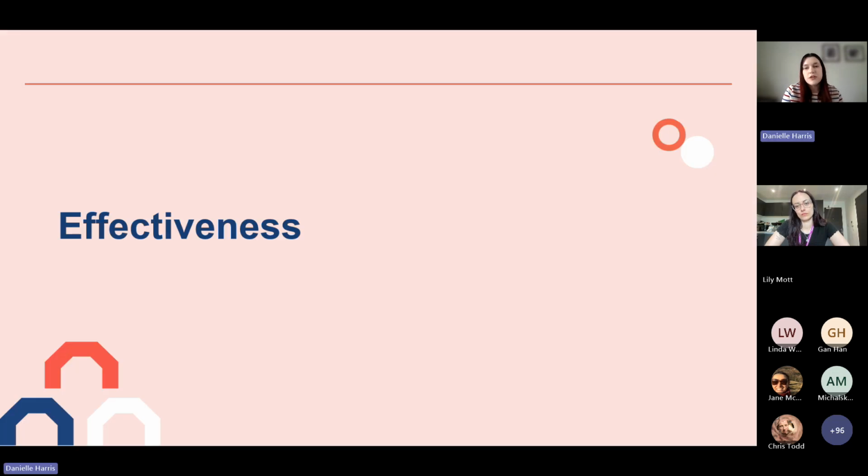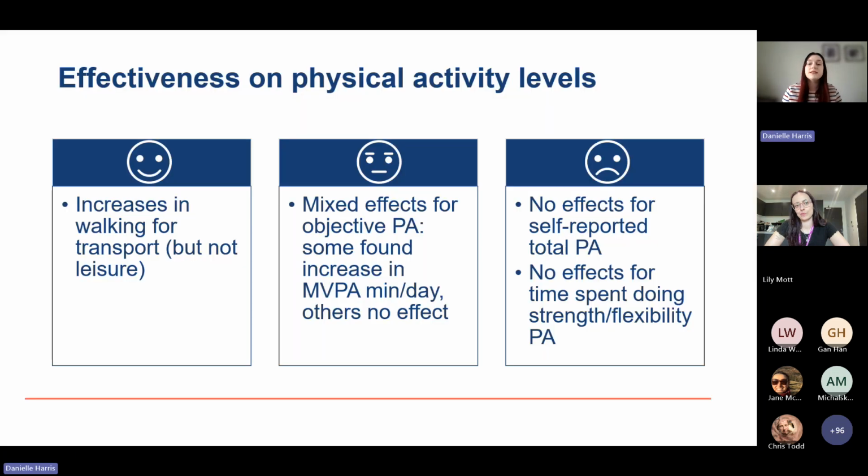So with regards to the first research question, looking at the effectiveness of physical activity interventions. So mixed effectiveness was found on change in physical activity levels. Positive effects were found for increases in walking. However, this tended to be found for walking for a purpose, such as transportation, rather than walking for leisure. Mixed effects were found for objectively measured physical activity.